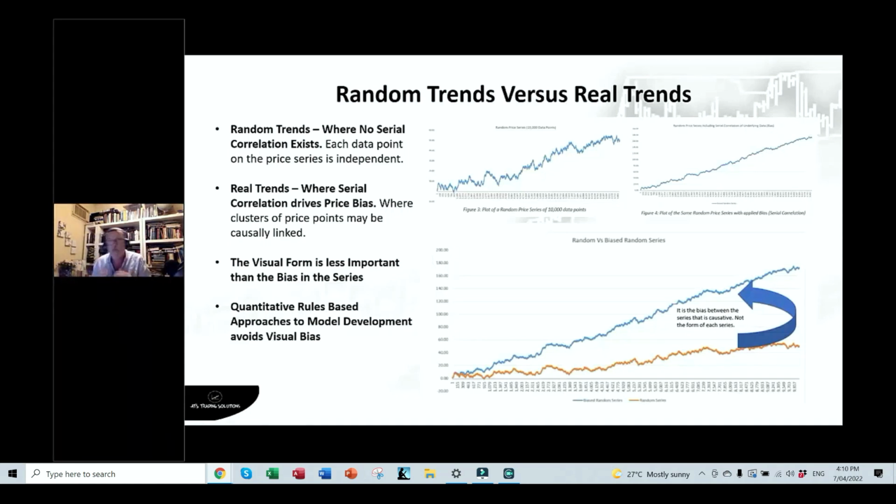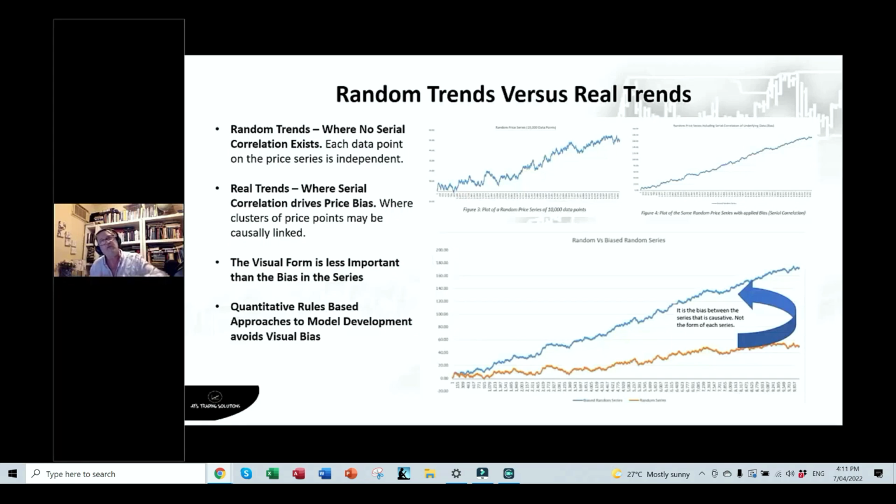And what we mean by serial correlation is the time dependence in the series. In other words, if I had a random price series, let's say I had 10 individual bar charts that were all independent to each other. There was no causal linkage between any of those 10 bars. That would be described as 10 random price bars.